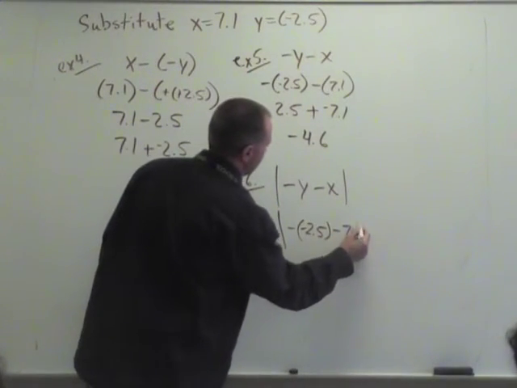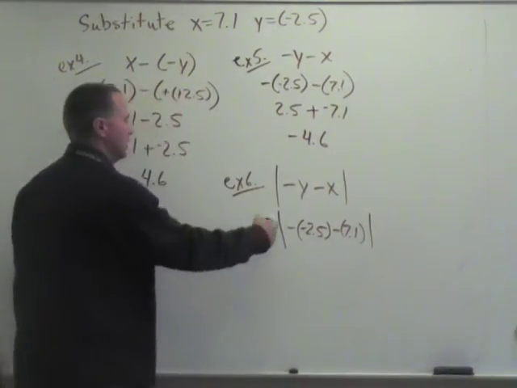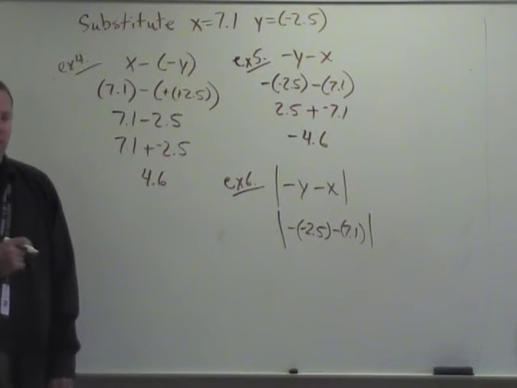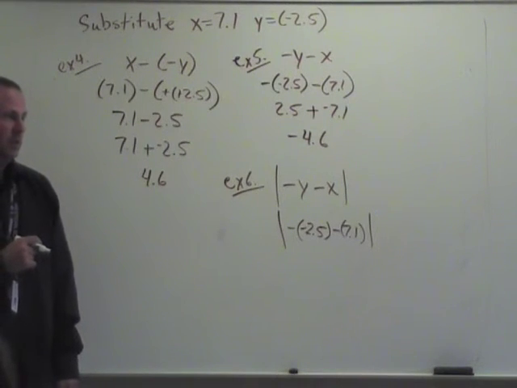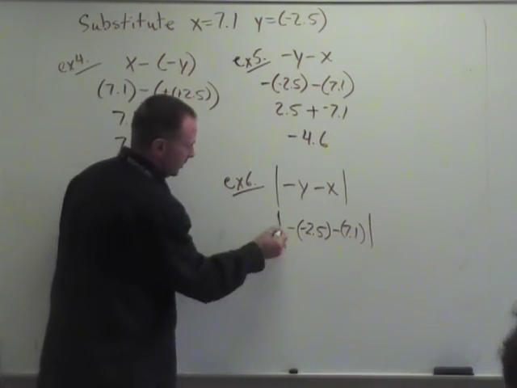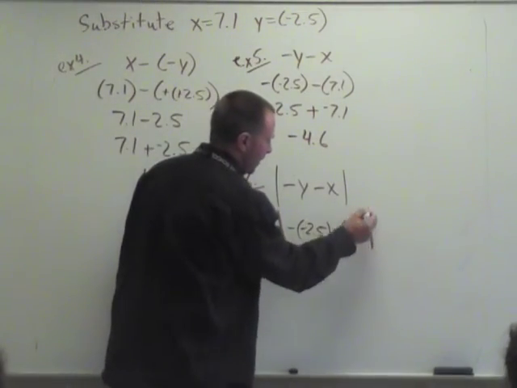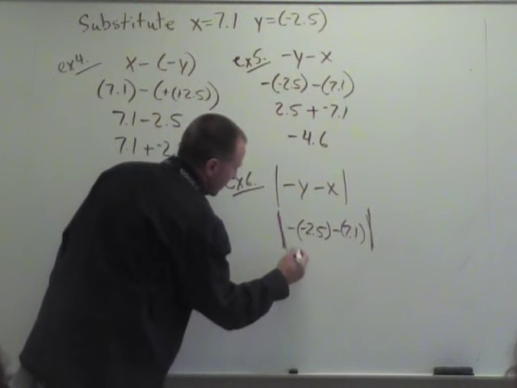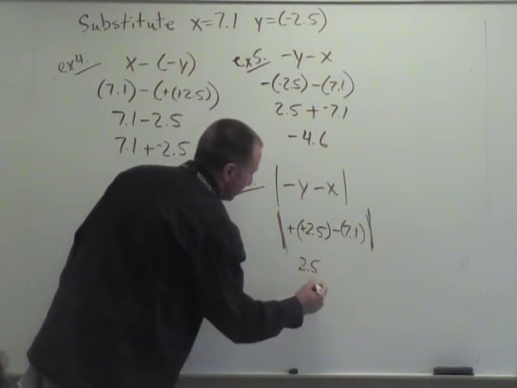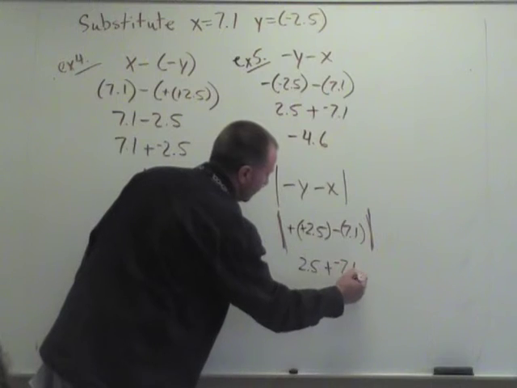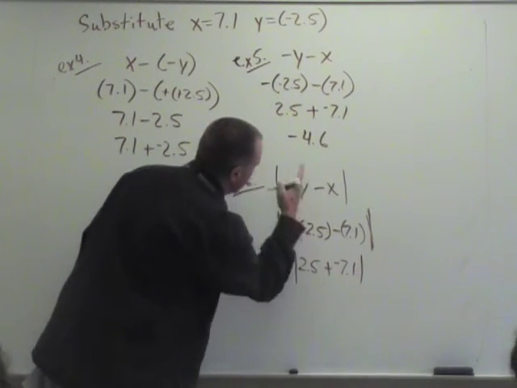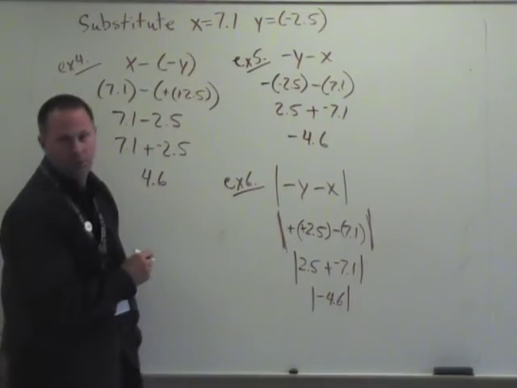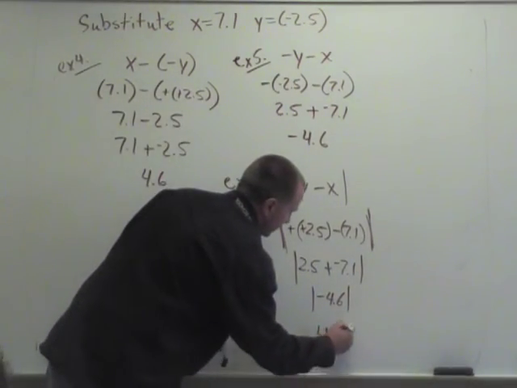If you thought that the absolute value changes all these to positive, that would be the incorrect thing to do. These are grouping symbols, which means before you can apply what they mean, you must do what's inside first. So, this becomes positive 2.5, that becomes plus negative 7.1. That's what we set up here, negative 4.6. The absolute value of negative 4.6 is 4.6. I didn't have to work it out.